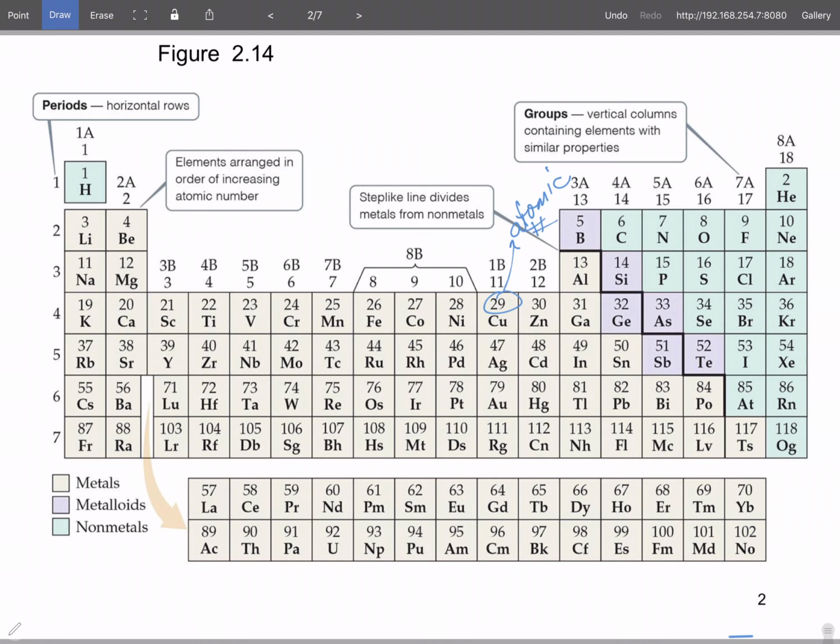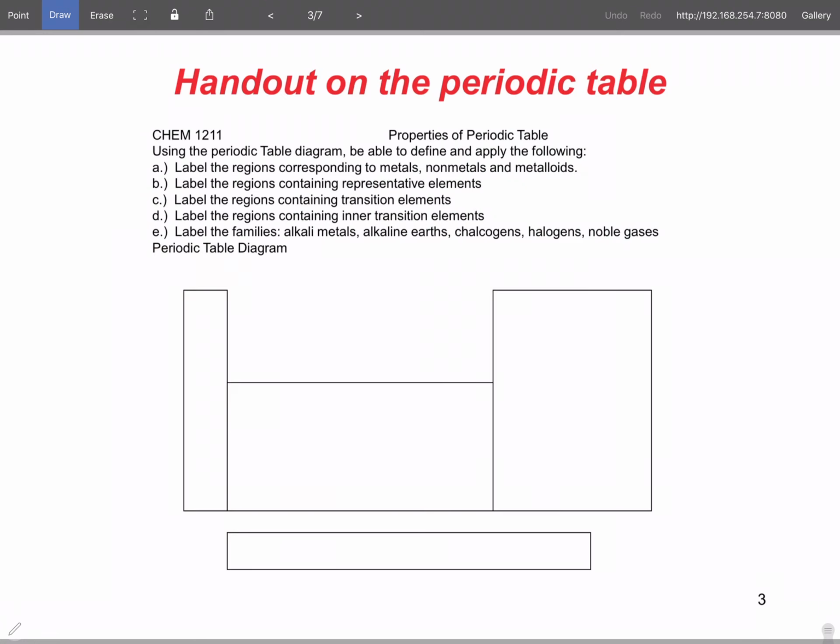Okay, but this one doesn't have the mass. It just has the elements, and it has metals, nonmetals. We'll get to that as we go. So this is a handout I used to have on the periodic table. We're going to be able to look at these different things. This is the basic arrangement of the periodic table.